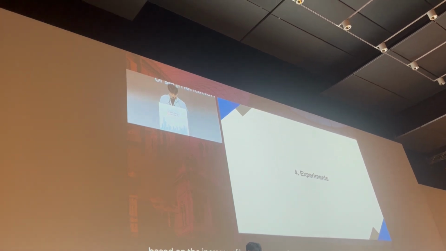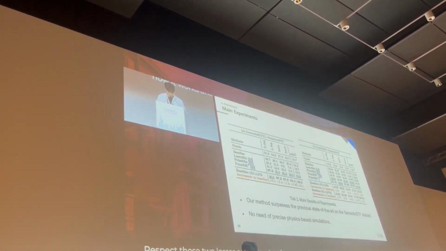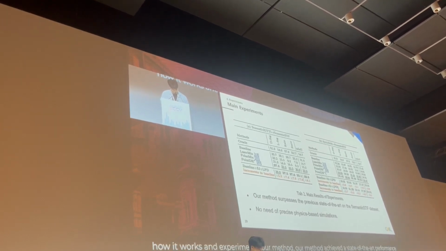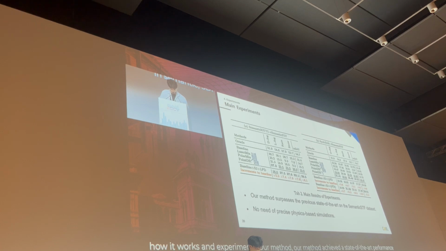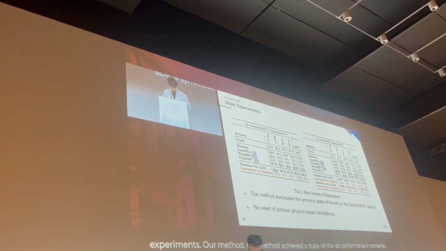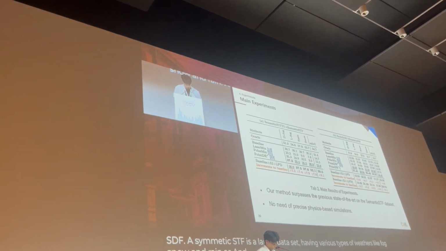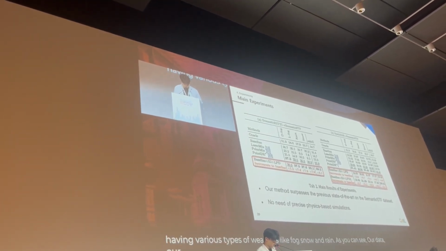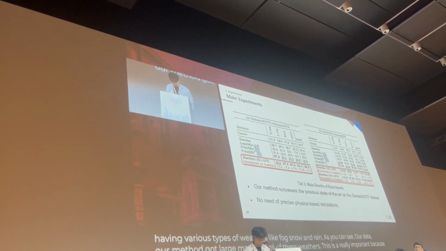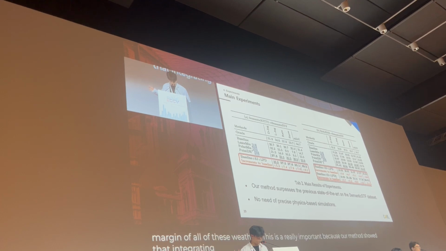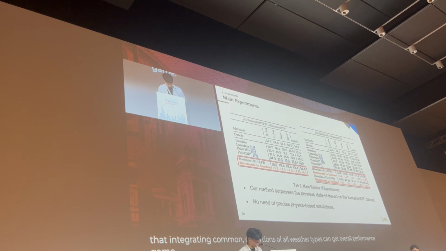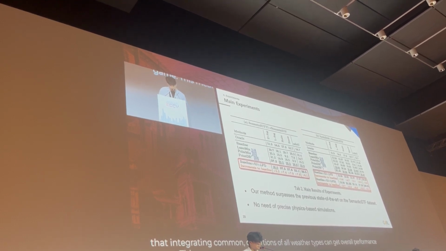Let's see how it works in experiments. Our method achieved state-of-the-art performance on SemanticSTF. SemanticSTF is a LiDAR dataset having various types of weather like fog, snow, and rain. As you can see, our method got a large margin on all of these weathers. This is really important because our method showed that integrating common distortions of all weather types can get overall performance gain. This means no need for precise physics-based simulations.